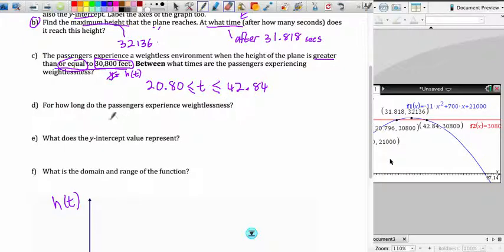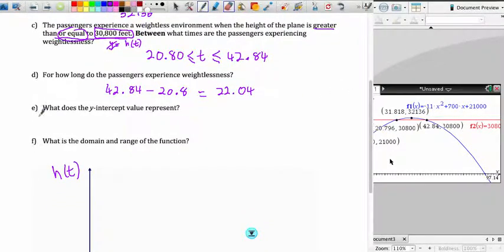Okay, scrolling down, for how long do the passengers experience weightlessness? So hopefully as you think this through, you'll understand that what we need to do there is take 42.84, subtract 20.8, and that will give us the period of time for which they are weightless, and so that's going to give us 22.04 seconds that they were weightless for.